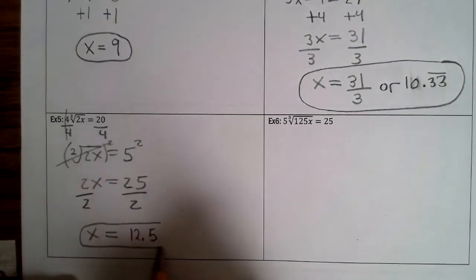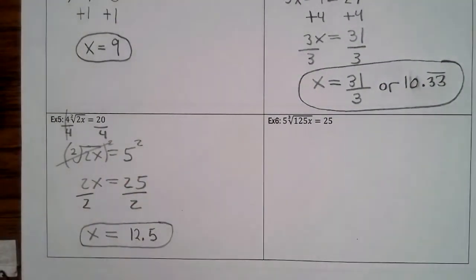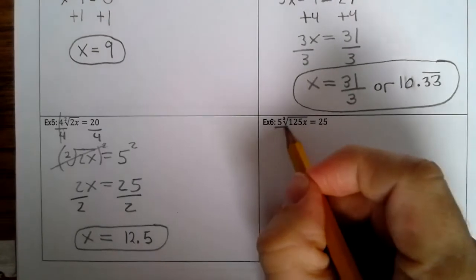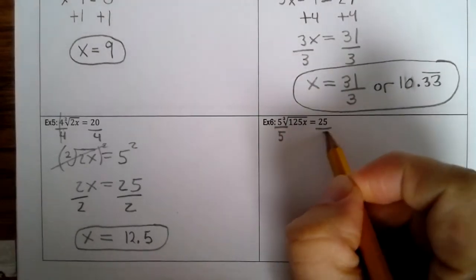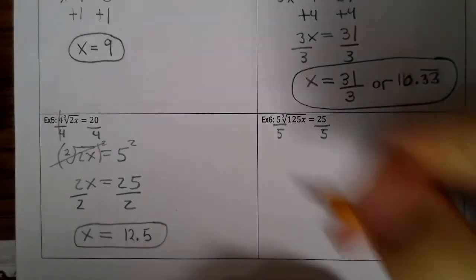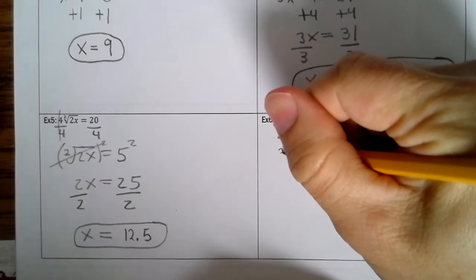All right, let's take a look at example 6. First thing, you want to isolate the radical, so we're going to divide both sides by 5. Five divided by 5 is 1. You have the cube root of 125x equals 5.